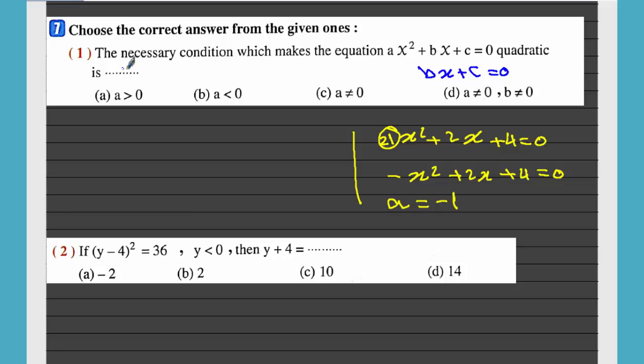Okay, so when we read the question again, the necessary condition which makes the equation ax squared plus bx plus c equals 0 quadratic is a not equals 0. A may take any other value, positive or negative, but not equal 0.